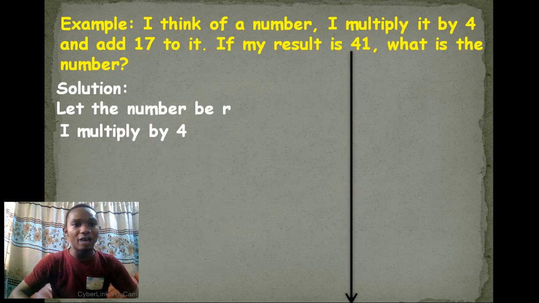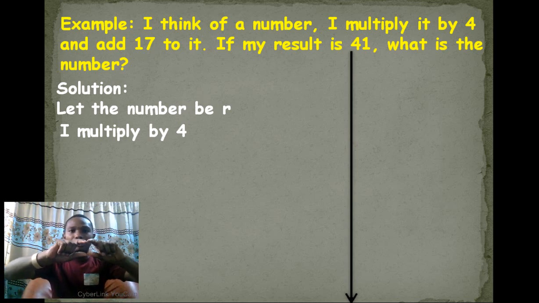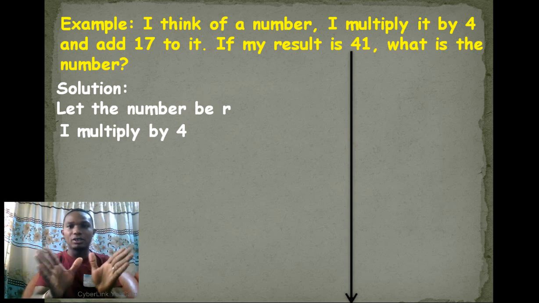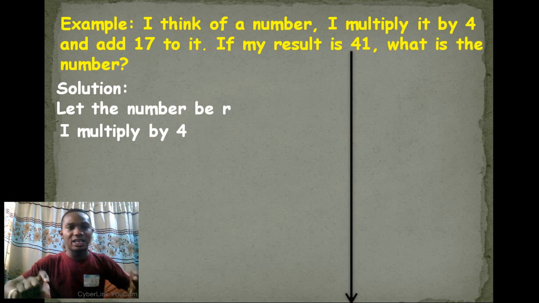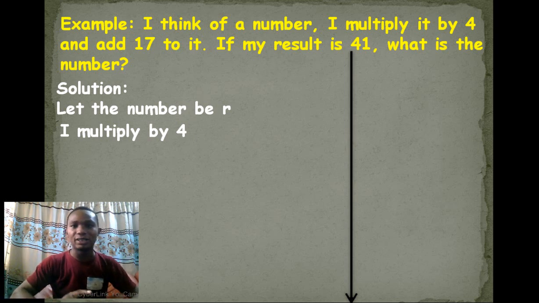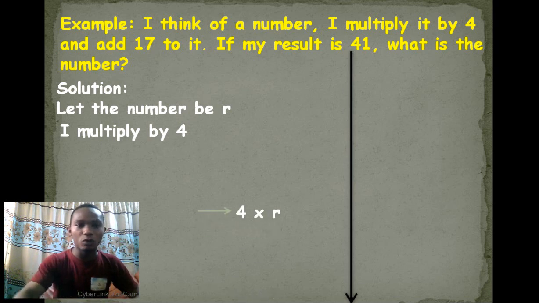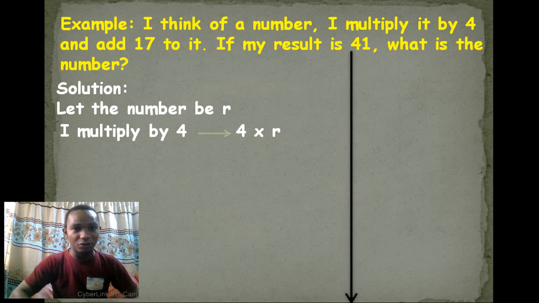Solution. Let the number be R. We don't know the number. Now we need to interpret the word problem into an equation form. That means I'm going to write it in an equation form. Let's go from the first sentence. I think of a number, let the number be R. Then the next one is I multiply it by 4. When you multiply the number which is R by 4, you get 4 times R. 4 times R is equal to 4R.